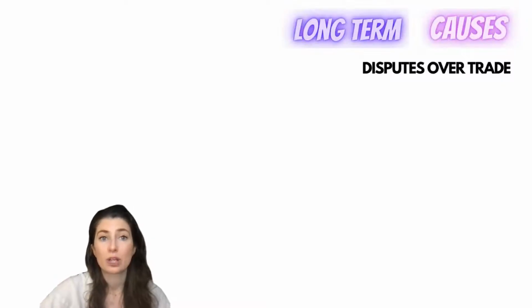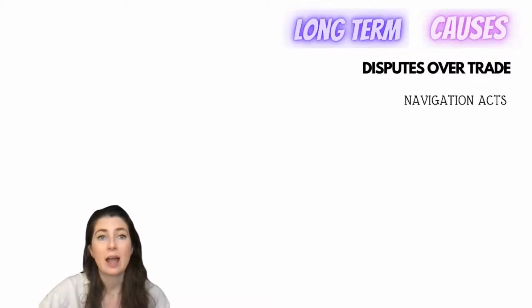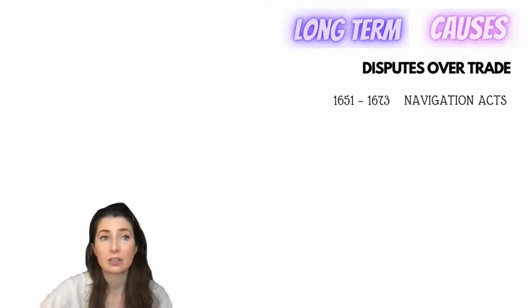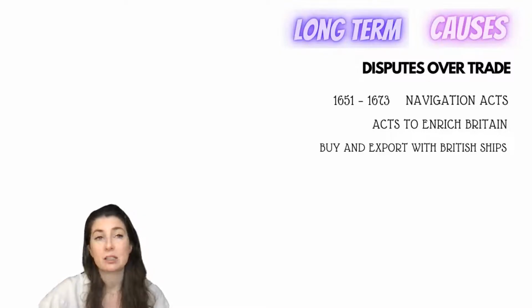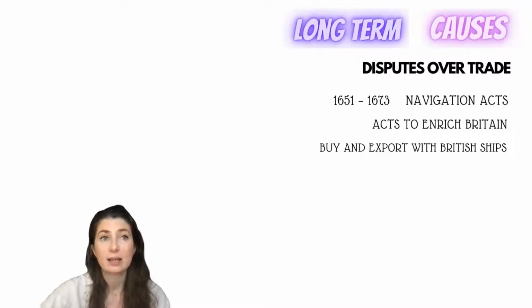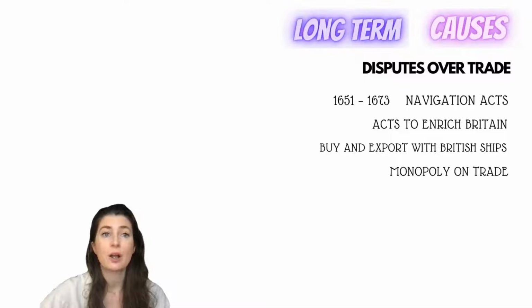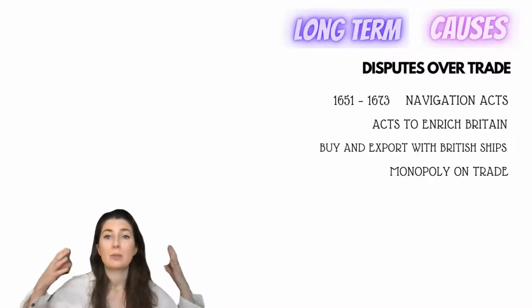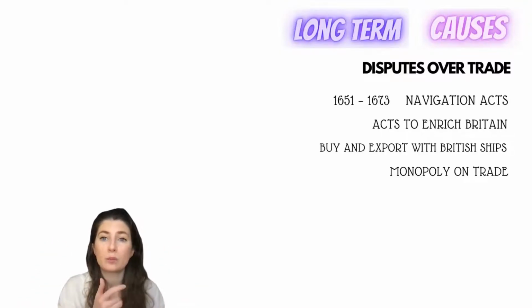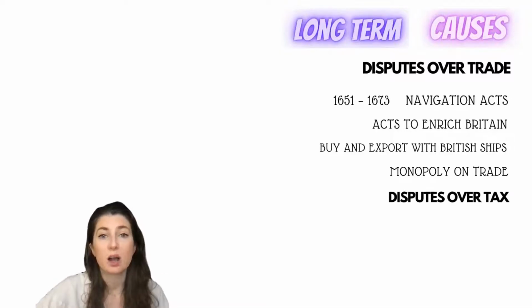Now, a third long-term cause would be disputes over trade. In particular, I'm going to refer here to the Navigation Acts. From 1651 to 1673, there were a series of navigation acts, all intended to enrich Britain. A series of laws which stated colonists could only buy and export goods with British ships sailing to and from British ports. This would give Britain a complete monopoly on trade. They would be able to dictate everything: what was being shipped, how much was being shipped, what the prices were, and this allowed them to keep the prices high.